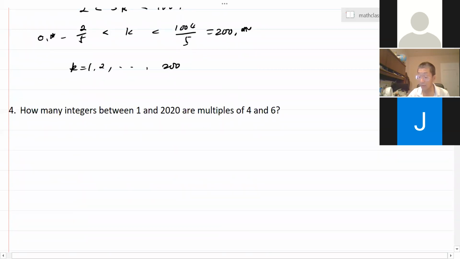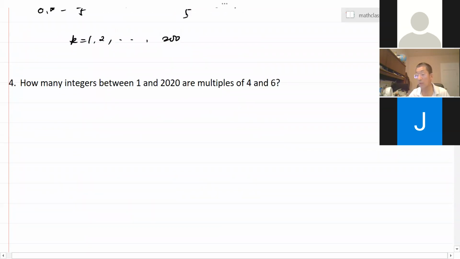Now, this is a little bit more challenging, okay? You have two conditions here. You are looking for integers between 1 and 2020. They are multiples of 4 and 6, right? How do we understand this? And if I change the "and" to "or", either multiple of 4 or multiple of 6, that'll be a different problem. If I have time, we will come back to this problem later. But let's finish that first.